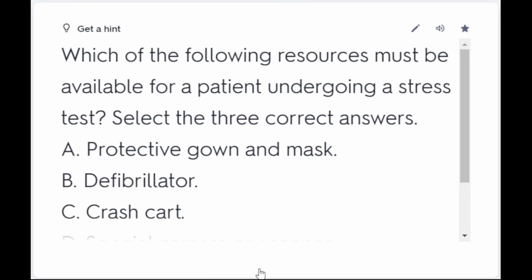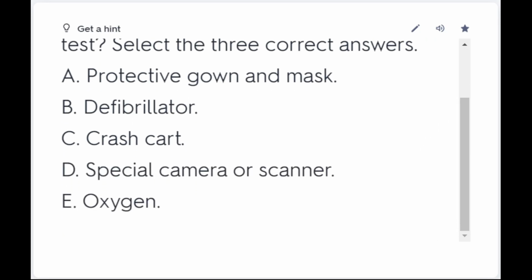Which of the following resources must be available for a patient undergoing a stress test? Select the three correct answers. A. Protective gown and mask. B. Defibrillator. C. Crash cart. D. Special camera or scanner. E. Oxygen.